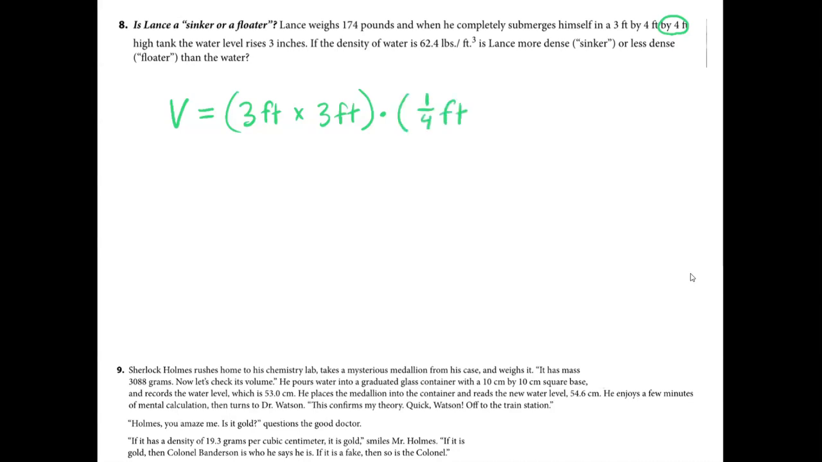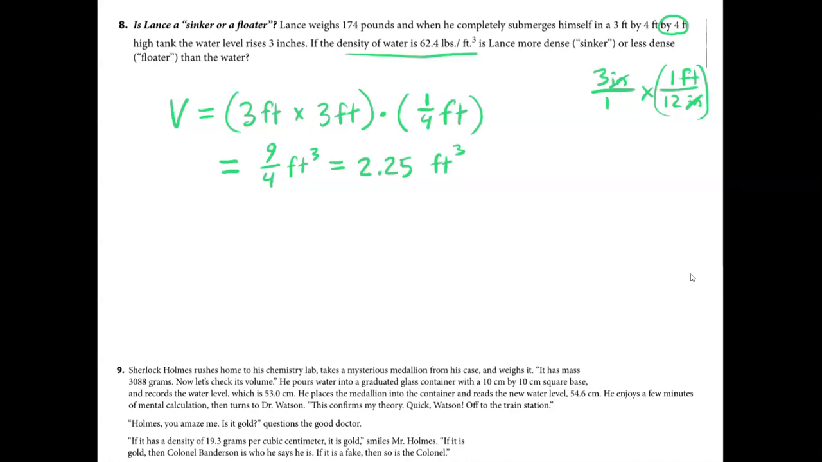That's the height, right? Because 3 inches, if we convert, right? I like unit conversions. We go times, we cancel out the inches to feet because we know 1 foot is equivalent to 12 inches. So now inches cancel, and we get 3 divided by 12 feet, or 1/4 foot. All right, so that would be the volume is 9/4 cubic feet, or in other words, 2.25 cubic feet. And notice the density of water is given in cubic feet. Whew, that's lucky. If it was cubic inches, we would have to convert.